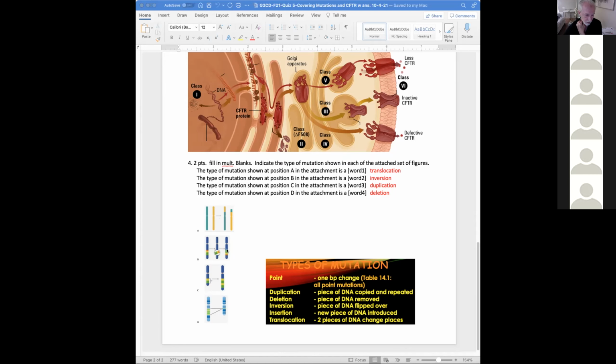The next one is an inversion, where a piece of DNA is flipped over. See that here. And the next one is a duplication. There's a section of DNA on this chromosome, which is copied and repeated. And finally, the last one is a deletion, where you have this green section of the chromosome that's just missing in the mutant.